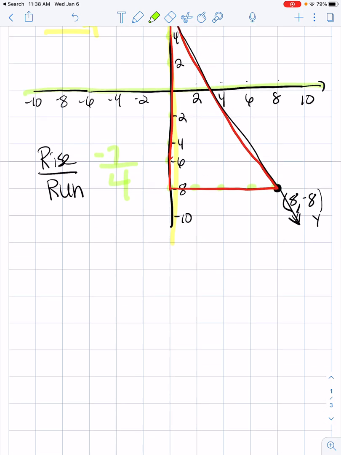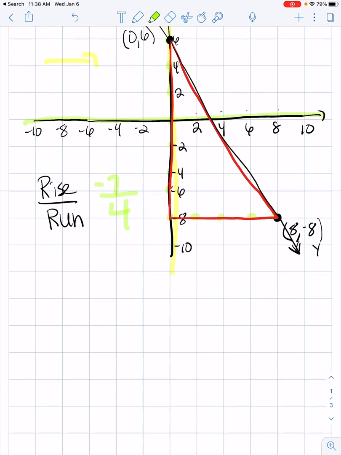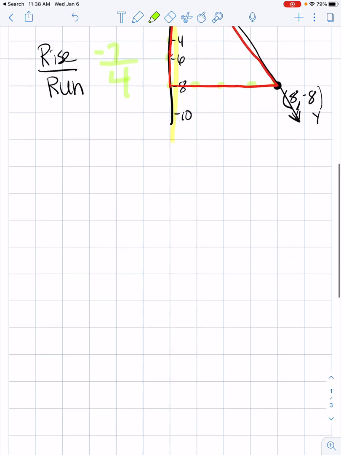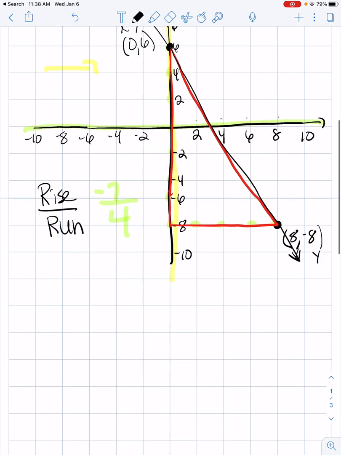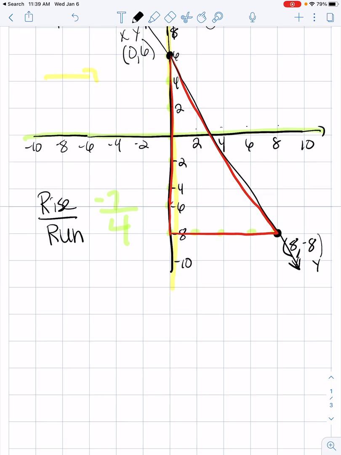A second way to solve this is calculating when you're given 2 points. When you're given 2 points, let's just take the points that we have here. So we have (0, 6) and (8, -8). What I'm going to do is draw a table and write those points in my table. So 0 over 6, 8 over -8.